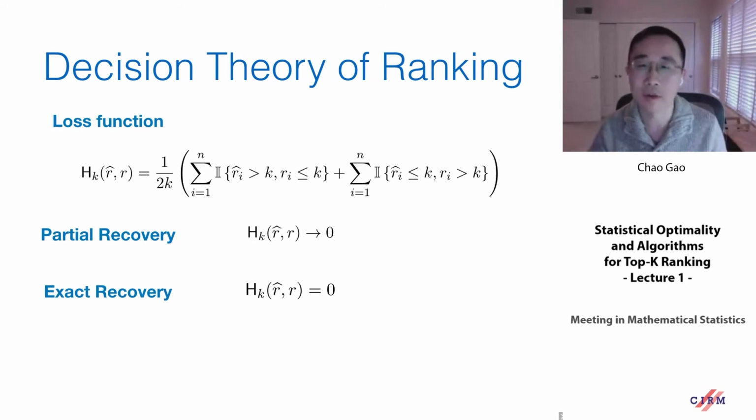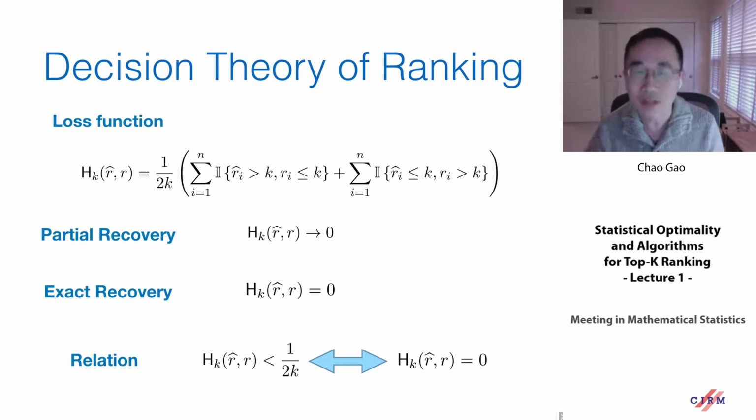In the literature of top k ranking, to the best of my knowledge, no one has ever considered the problem of partial recovery. All the results are about exact recovery, but I think in practice this is not very realistic because real data is noisy, so you always expect to make some mistakes. So the study of partial recovery is more relevant in practice. Moreover, we don't need to study exact recovery separately. This is because of the following relation. There is an equivalence between exact recovery and partial recovery.